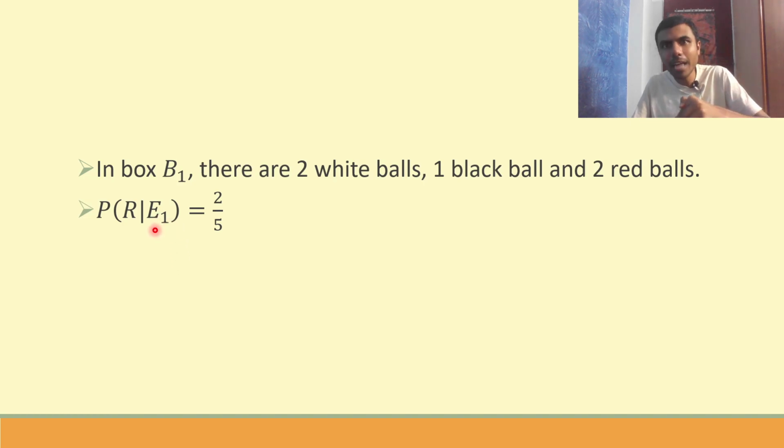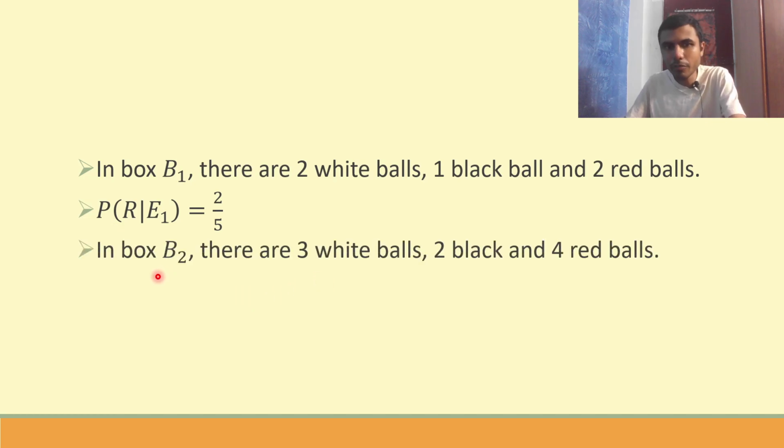Now once E1 has happened, now I'm selecting, now R is happening. R is what? Getting a red ball. How many red balls are there? 2 out of 5. So that is nothing but 2 by 5. I hope it's clear. Next, likewise the same thing for box B2 also.